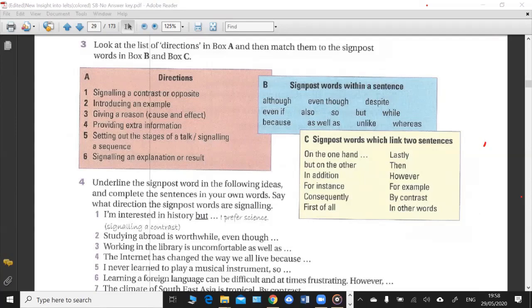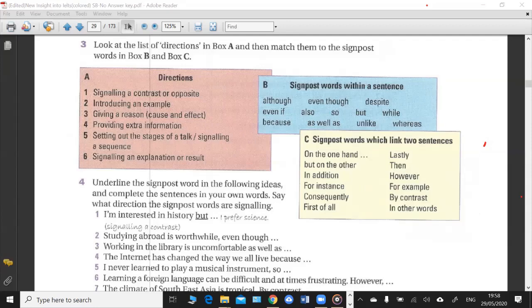Okay, number 6, signaling an explanation or result. On the one hand, on the other hand. Consequently, as a result. So for instance, instead of saying as a result, you can say consequently. This is like the final explanation, you are explaining, or you are giving the final words.